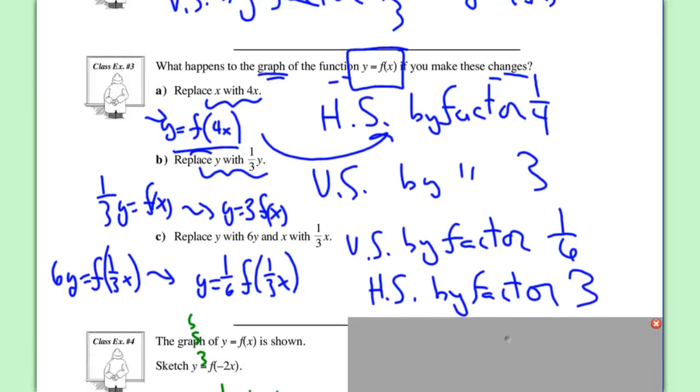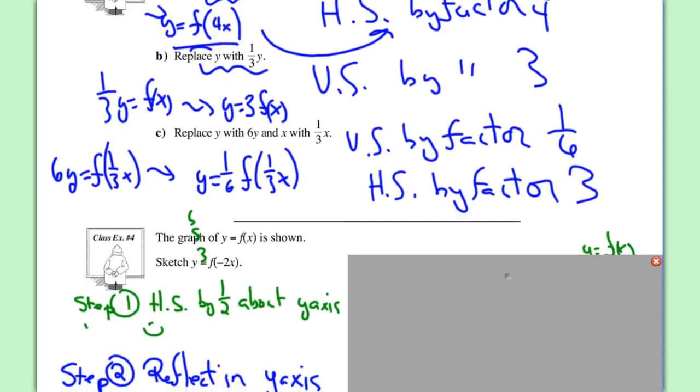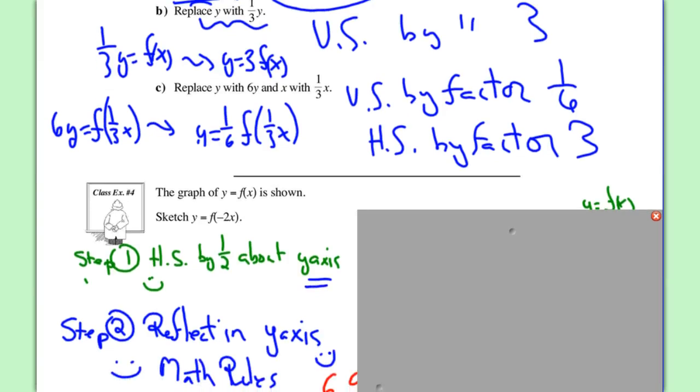And lastly, example 4: could we sketch the graph of y equals f at minus 2x? Well, we could. We have to do two things. Number one, we have to horizontally stretch by half about the y-axis, and then it also wants us to reflect it in the y-axis, okay, because of that negative right here, right? So that's a negative on the inside, and we know that that is replacing x with minus x, okay?